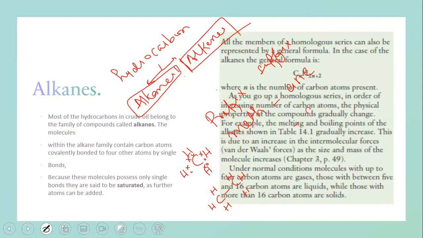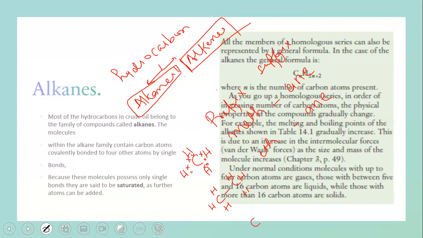The suffix will be the same: ane. What do we call two carbons? What's the word we use for two carbons? Eth. So, ethane, right? Similarly, if I have an alcohol that has two carbons inside of it, what will I call it? Ethanol. If I have an alkene with two carbons in it, what will I call it? Ethene. So, eth is for two carbons.